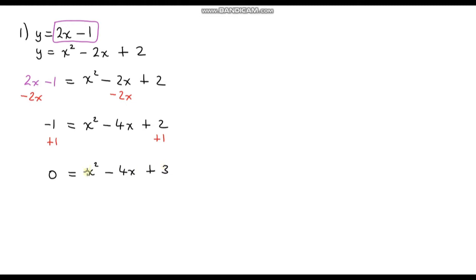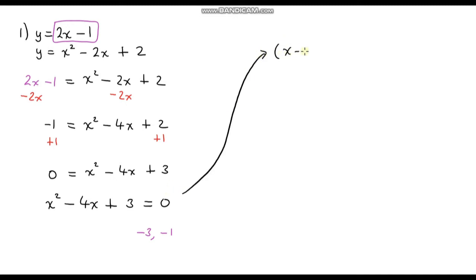Now, I always like to get all of my x terms on the left hand side and put the 0 on the right hand side. So I'm just going to switch these two expressions around, and now we can go ahead and solve this equation. Now this expression factorizes. If you think about two numbers that multiply together to get 3 and add together to get negative 4, those two numbers are going to be negative 3 and negative 1. We multiply these together, we get positive 3. If we add them together, we get negative 4. So we can factorize this expression. So this now becomes x minus 3 in one bracket, and x minus 1 in our other bracket, and that is equal to 0.